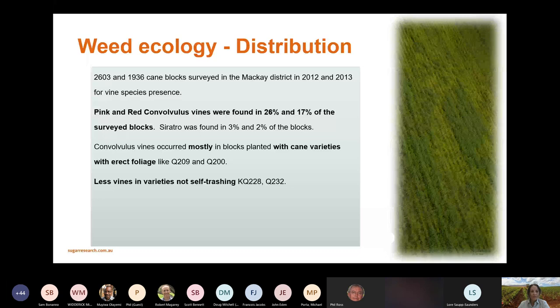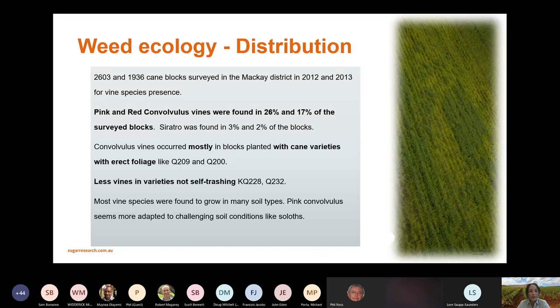On the opposite, varieties that are not self-trashing, like KQ228 or Q232, hosted fewer vines. So again, an interesting piece of information to control your vine problem. If you've got a block infested with vine, it's a good idea to plant varieties that are not self-trashing.